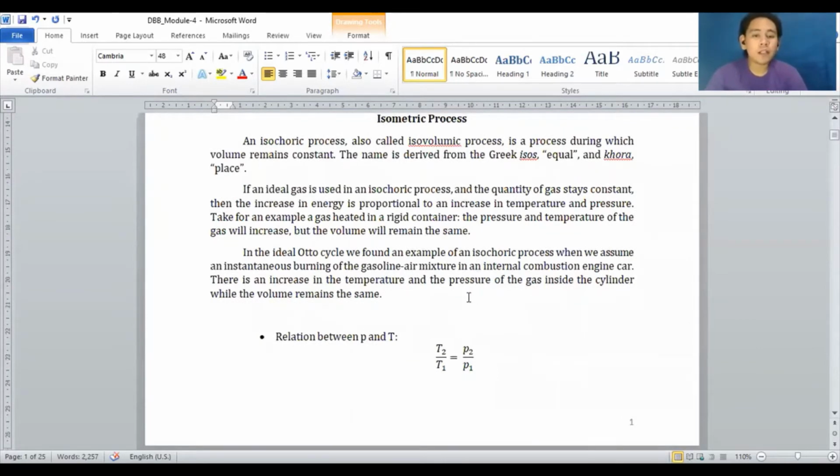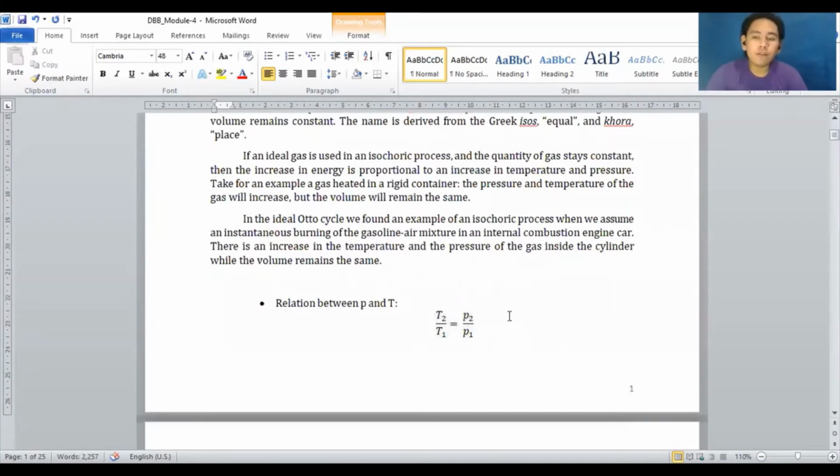In the ideal Otto cycle, we find an example of an isochoric process, where we assume an instantaneous burning of the gasoline-air mixture in an internal combustion engine. There is an increase in the temperature and the pressure of the gas inside the cylinder while the volume remains the same. Now, one of the formulas in isometric process is the relation between P and T.